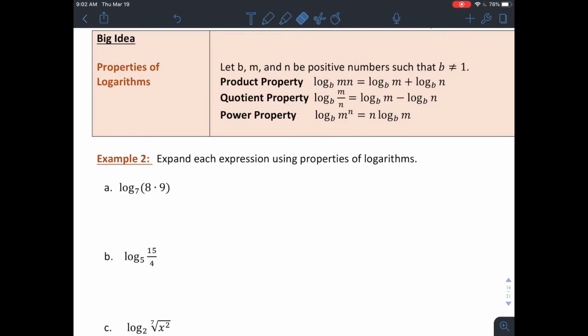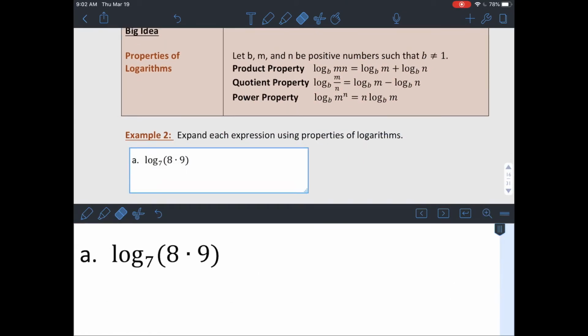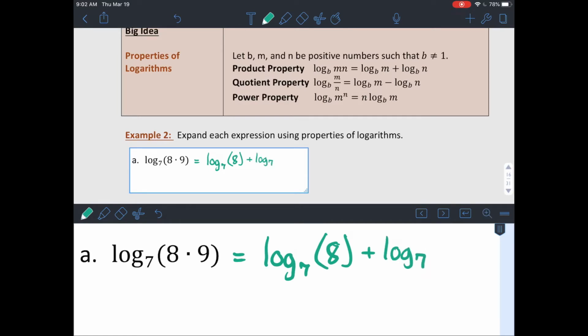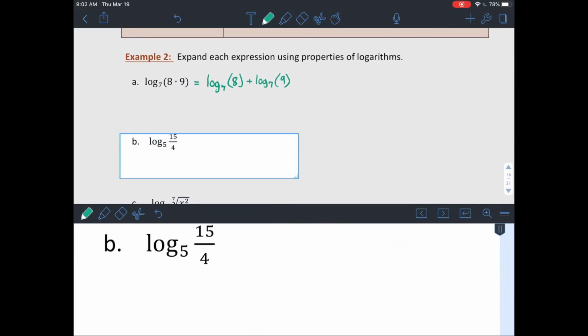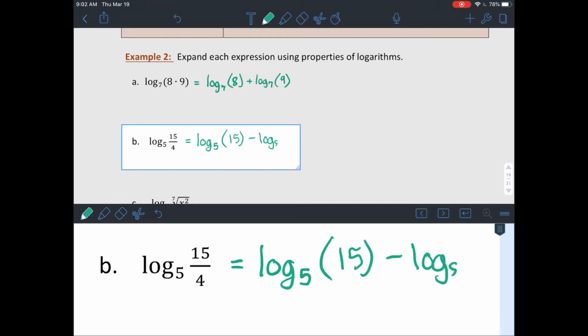We're going to talk properties of logarithms, which is review from Algebra 2, but first property is if you have logarithm of 2 values that are being multiplied, you can expand that out into 2 separate logarithms with the 2 values being added together. So log base 7 of 8 plus log base 7 of 9. If you're dividing, you can expand it out into 2 logarithms being subtracted, numerator in the first one and denominator in the second one.